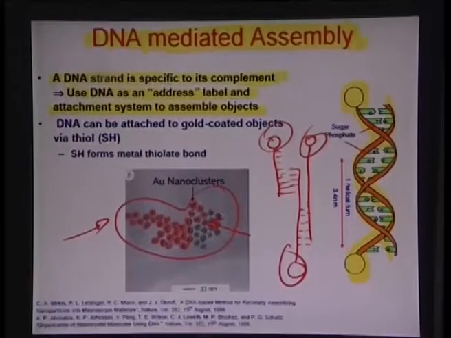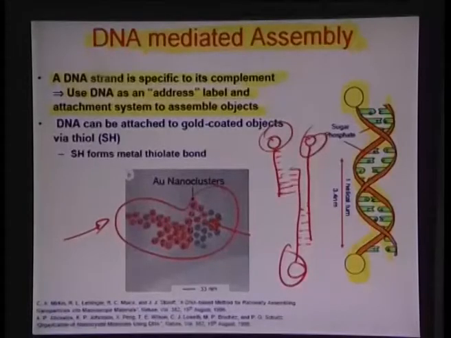So you modify one end of the DNA through a thiol SH group and essentially adsorb the SH onto the gold nanoparticle, which just by pure adsorption can conjugate, or it can adsorb and then become integral with one of the side chains of the DNA. So SH forms a metal thiolate bond, which is also the basis of the attachment here.